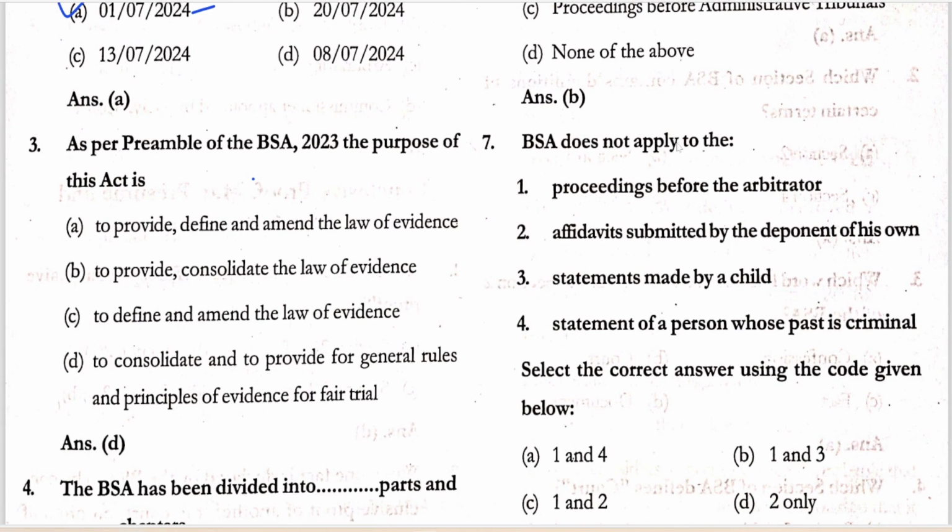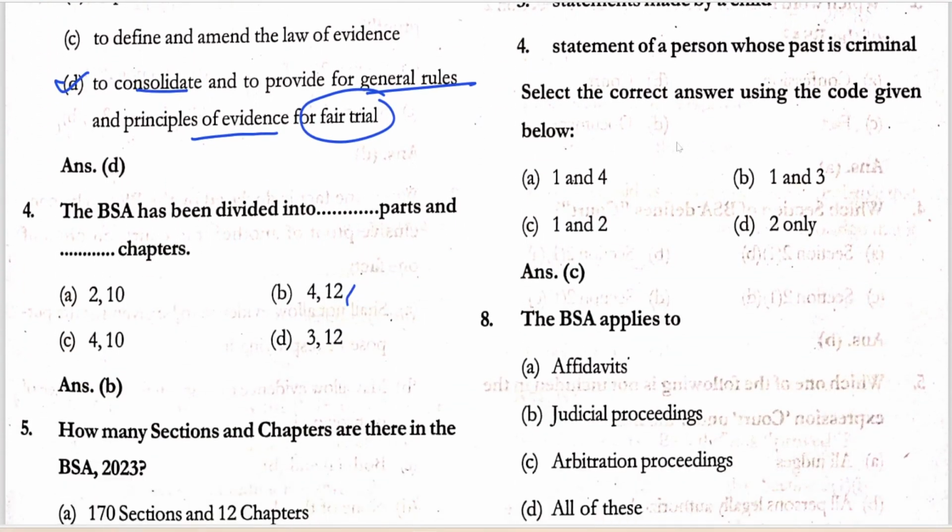the purpose of this act is to consolidate and to provide for general rules and principles of the evidence for fair trial. BSA has been divided into 4 parts and 12 chapters. BSA जो है 4 parts में है और 12 chapters.